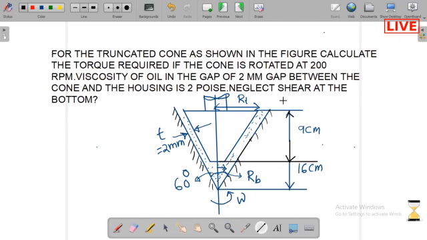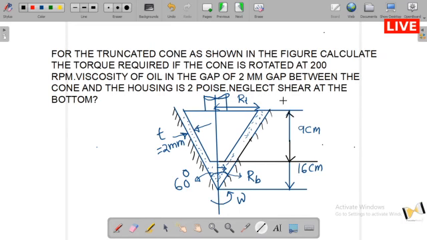So read the question and try to solve. So try to solve the question now. So for the truncated cone as shown in the figure, calculate the torque required if the cone is rotated at 200 rpm.